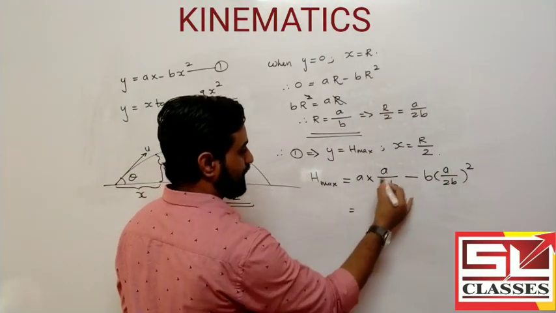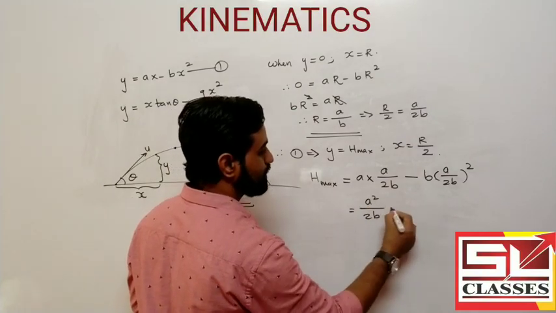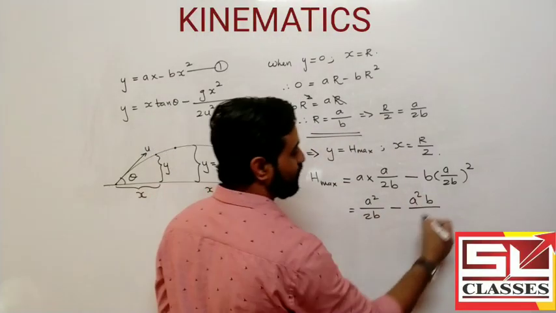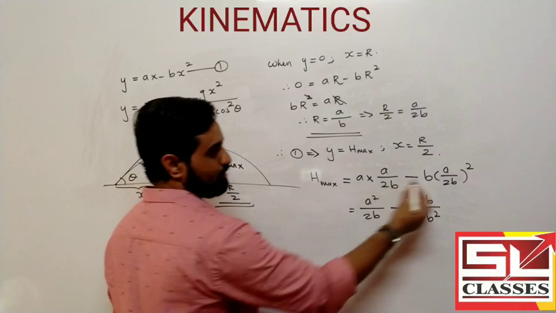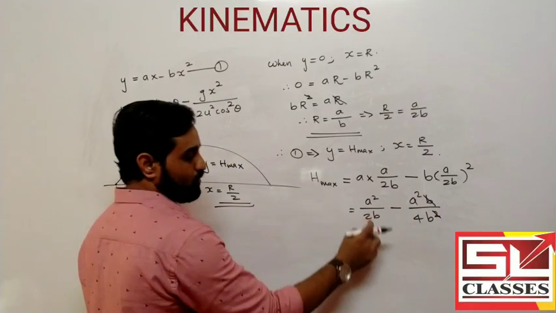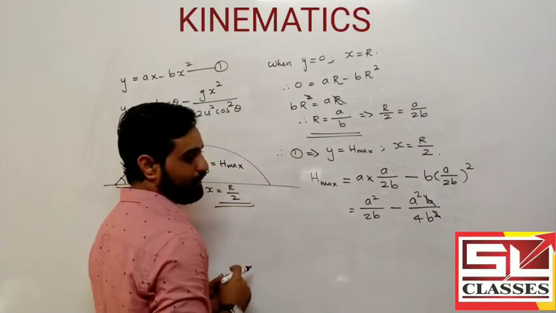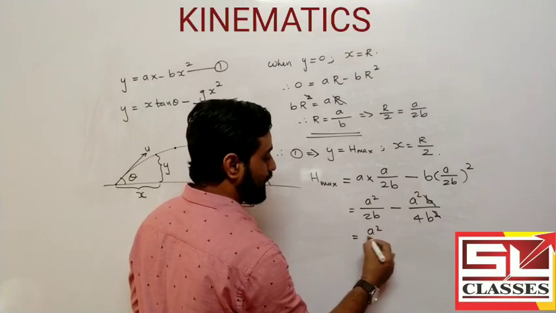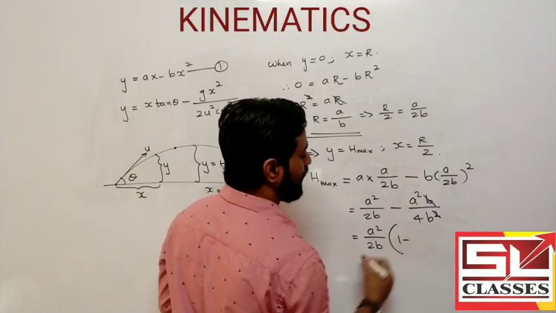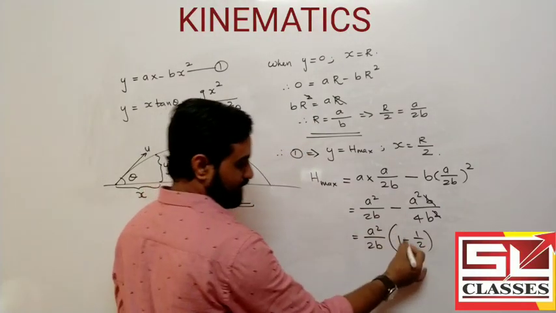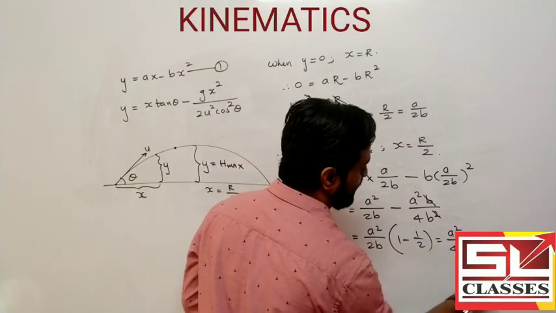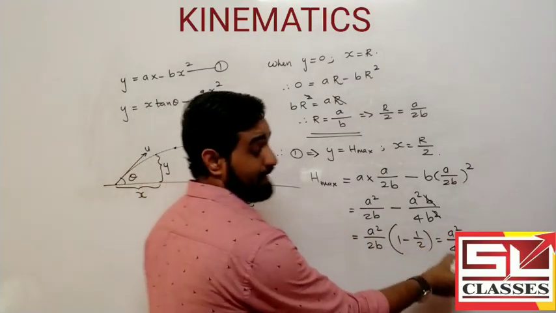So calculate this one. A square by 2b minus a square b by 4b square, right? 2 square becomes 4, b square is b. We can cancel one b here. So a square by 2b minus a square by 4b. So this a square by 2b can be taken outside. So a square by 2b into 1 minus 1 by 2. 1 minus 1 by 2 is 1 by 2. So a square by 2b into 1 by 2 becomes a square by 4b. So this is the answer. H max is a square by 4b.